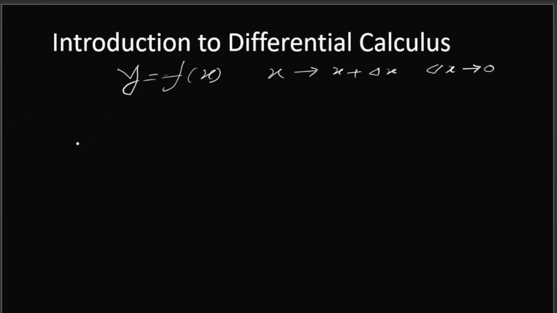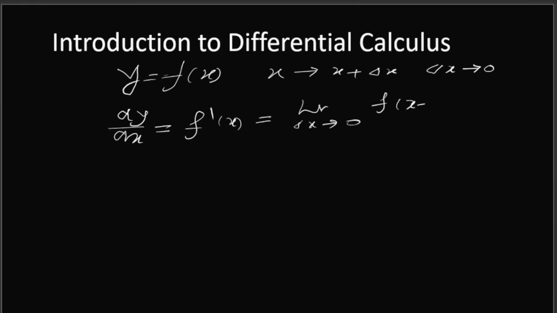Then to find out the rate of change of y with respect to x, we must find the derivative of y with respect to x, and it is defined as dy by dx, or it can be written as f prime of x, and by definition it is the limit as delta x tends to 0 of f(x plus delta x) minus f(x), divided by delta x. So using this definition, we can find the derivatives of different functions.